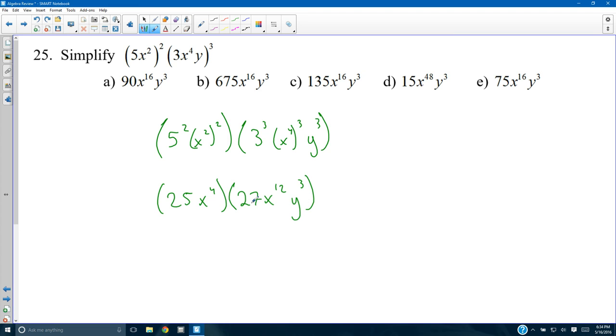25 times 27, that's 2 more than 25 times 25, which is 625. 2 multiples of 25 more is 50 more, so that's going to be 675. X to the 4th times x to the 12th is x to the 16th, and y cubed is right there. There we go. That was an easy one. Looks like it's this one right here. It's the only one that starts with 675 even. So once again, multiple choice can save you at times as well. I won't go beyond that problem. That's it, and that's all.